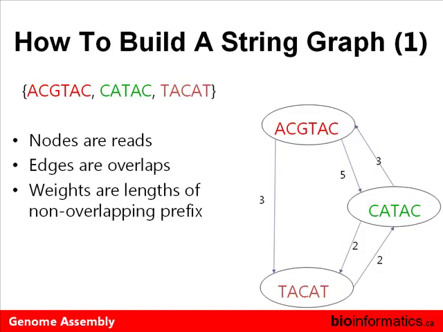So for example, ACG to ACGTAC overlaps TACAT, and three letters are shared. The prefix is ACG. So that will be the weight of this edge. Here, ACGTAC versus CATAC, there is no overlap. Well, there's no overlap by one letter, C. And so the prefix is five letters, ACGTA.